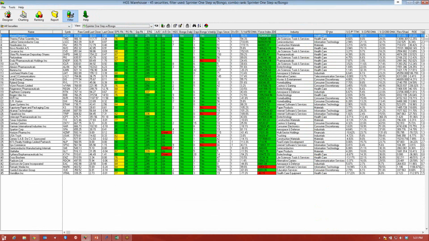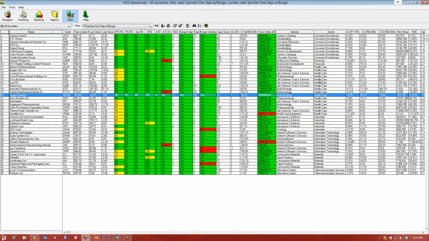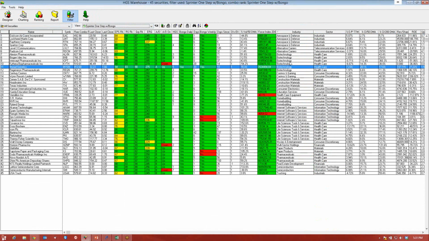You can see that from a sector perspective, healthcare, information technology, and consumer discretionary are the leaders. If we look at some of the industries, biotech, which we saw already up, life sciences and tools, which are related to pharmaceuticals, are up. Aerospace and defense were strong last week as well. You told me about Spartan Corp.